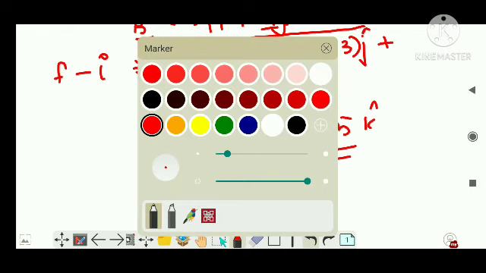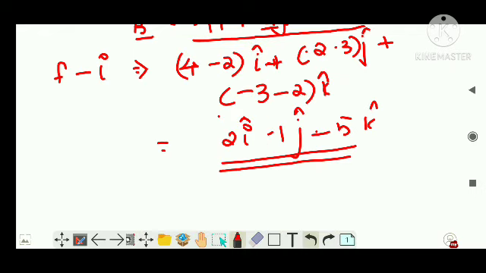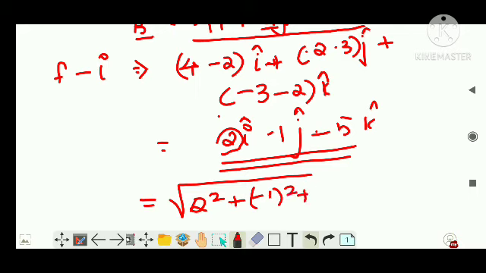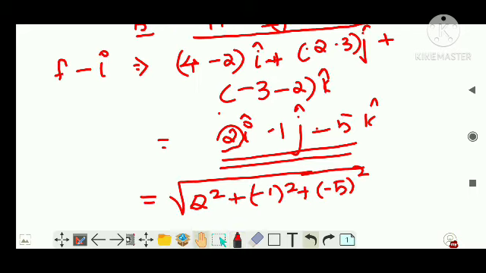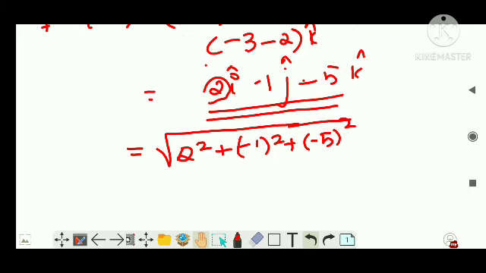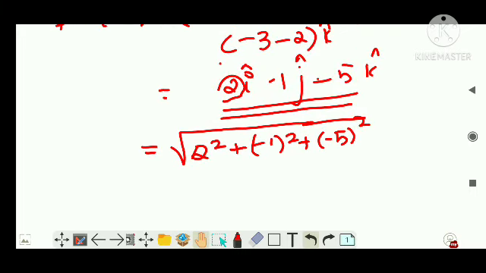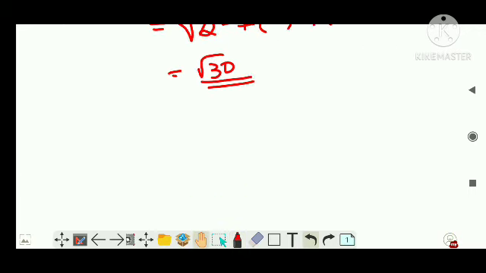If you are asked what is the magnitude of the displacement, that means you will take the square root of the sum of squares. That is 2 squared plus minus 1 squared plus minus 5 squared. So it will be 4 plus 1, that is 5, 5 plus 25, so root 30. That will be the magnitude of displacement. Clear? I hope you understood it.